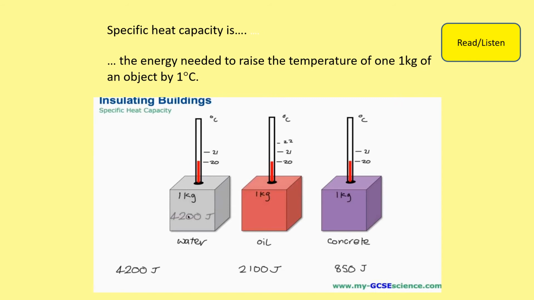Oil has a much higher specific heat capacity. To raise the temperature of 1 kilogram of oil by 1 degree, you would need 2,100 joules of energy. And water has a very, very high specific heat capacity. To raise the temperature of 1 kilogram of water by 1 degree centigrade, you would need 4,200 joules. So water can absorb lots and lots of energy without the temperature rising very much at all. And that's important for lots of reasons, including the fact that it helps regulate the temperature of the Earth.